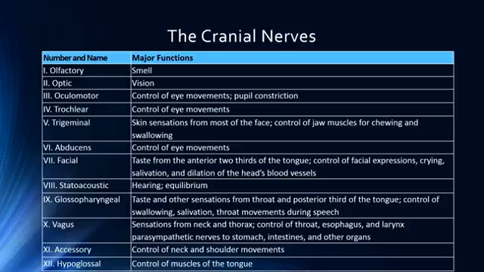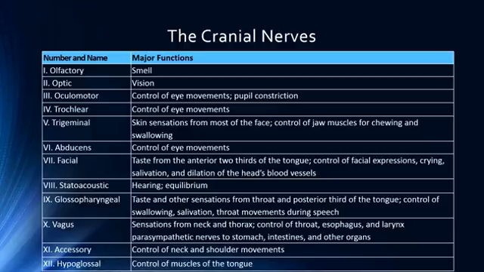The glossopharyngeal is involved in the rest of our taste and other sensations from the throat and posterior third of the tongue, control of swallowing, saliva, throat movements during speech. The vagus nerve includes sensations from the neck and thorax, control of the throat, esophagus, and larynx, and the parasympathetic nerves to the stomach, intestines, and other organs.